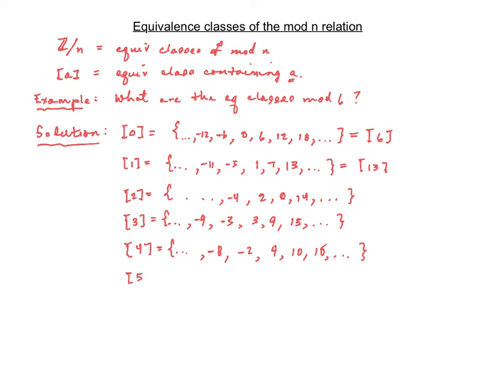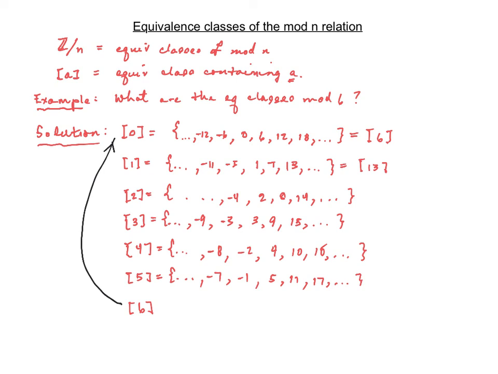And then we have 5. Now we could keep going. Let's suppose we wrote down 6. Why would we want to stop right here after the equivalence class containing 5? Well, if we write down the equivalence class containing 6, that's exactly the equivalence class containing 0. So we don't want to repeat these. We just want to write down each one only once.